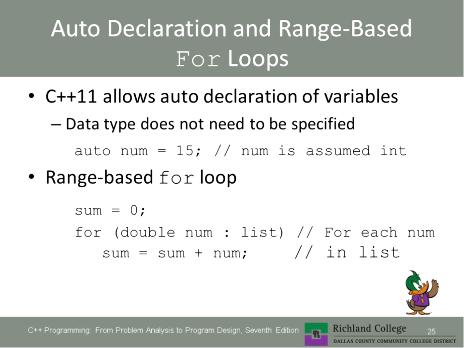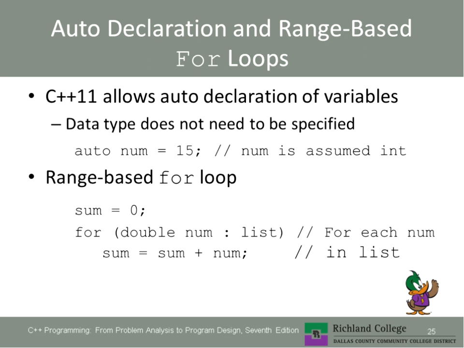Okay, so C++ allows auto-declaration of variables. Data type does not need to be specified. So in this case, if you use the keyword auto num equals 15, num is assumed to be an integer. Now that is kind of, I mean, you're asking for trouble, right? Because if you just say num, and you would like num to be a double or floating point value, that's not going to work, right?